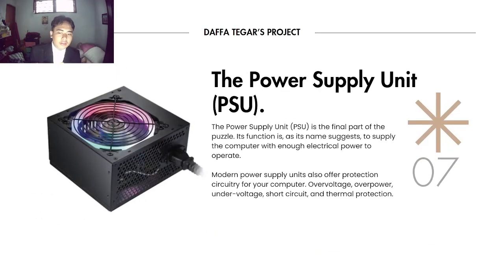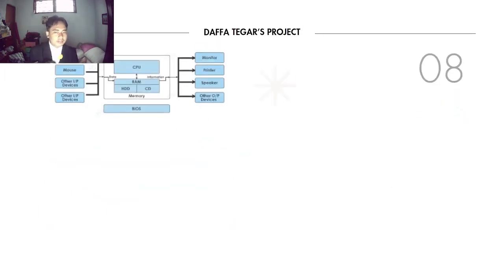The power supply unit, or PSU, is the final puzzle piece. Its function is to be the main power of the computer that makes your computer turn on. It takes electricity from the plug in your house and supplies electrical power to operate. Modern power supply units also offer protection circuits for your computer, like over voltage, over power, under voltage, short circuit, and thermal protection.